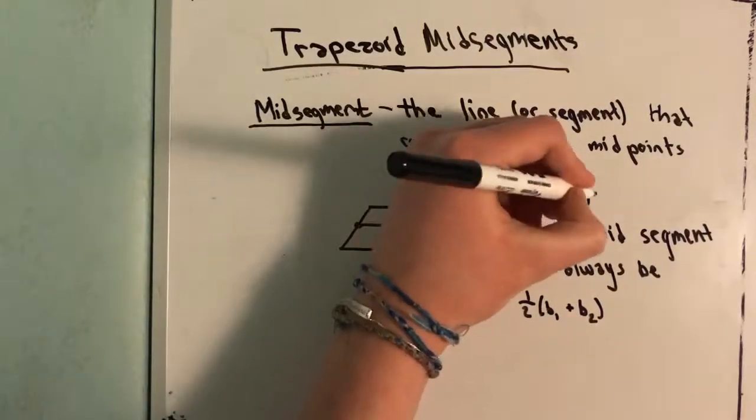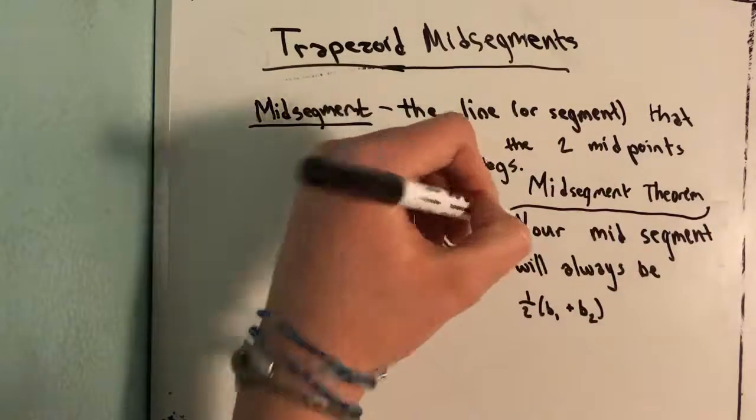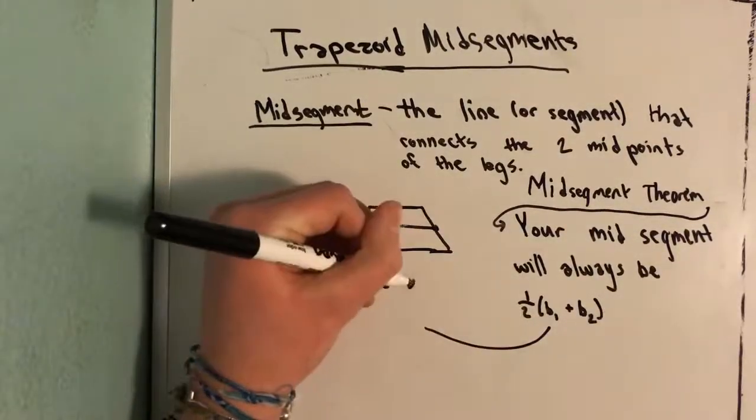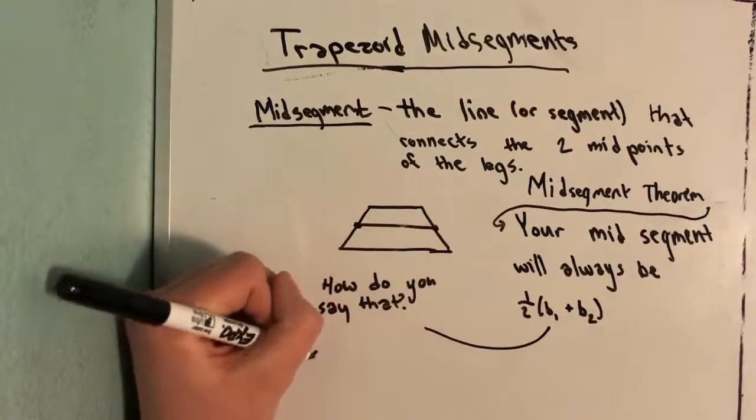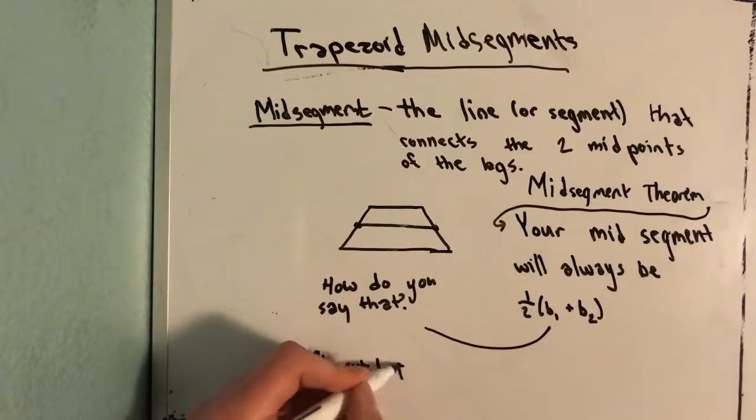Trapezoid midsegments. Midsegment: the line or segment that connects the 2 midpoints of the legs. Midsegment theorem: your midsegment will always be 1/2 (b sub 1 plus b sub 2).